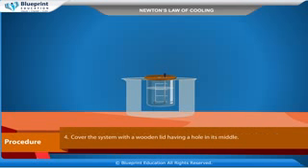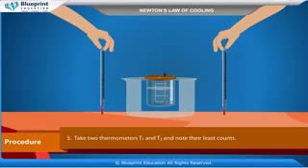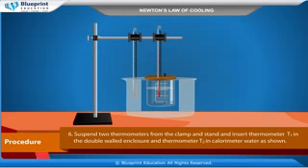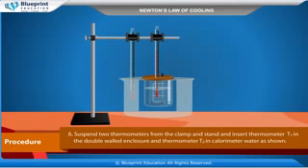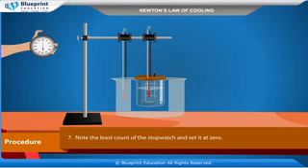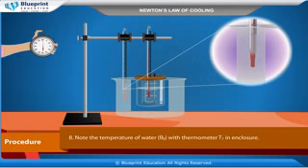Cover the system with a wooden lid having a hole in its middle. Take 2 thermometers, T1 and T2, and note their least counts. Suspend 2 thermometers from the clamp and stand and insert thermometer T1 in the double-walled enclosure and thermometer T2 in calorimeter water as shown. Note the least count of the stopwatch and set it at 0. Note the temperature of water theta 0 with thermometer T1 in enclosure.